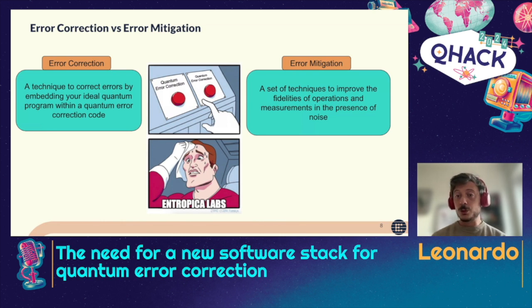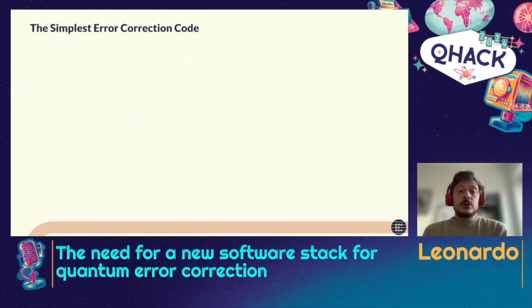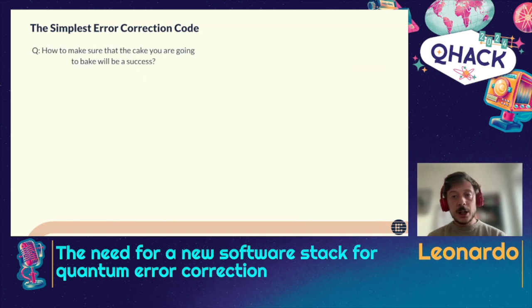So it's really not a fight between the two things. Now, what's the simplest error correction code? Now, the question is, I want to impress someone. So somebody's coming over for dinner and I want to bake a cake. I want to make sure that that will be a success. What can I do? What are my chances? What are my options out there?